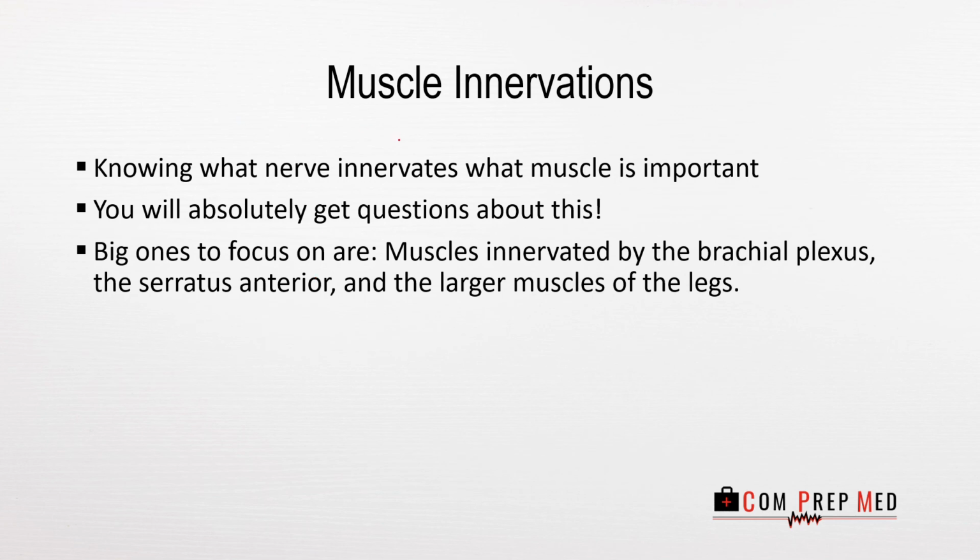Muscle innervations. You got to know what nerves innervate which muscles. You'll get questions about it. Big ones to know are the brachial plexus, the serratus anterior, we talked about that, and then the larger muscles of the legs, right? Know where the nerves come through the pelvis to innervate the muscles of the leg. Right? So I mean that covers the big things, right? Know the upper extremity and the brachial plexus, know the lower extremities, and know the serratus anterior, right? Those are so important to know.